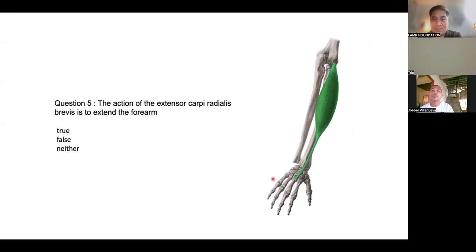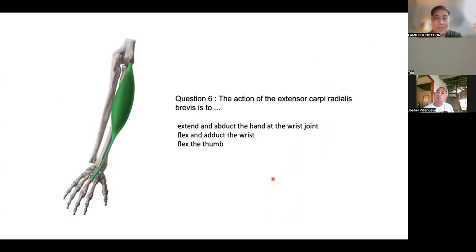The action of the extensor carpi radialis brevis is to extend the forearm. True or false? False. It abducts and extends the hand, not the forearm. That is why it is called an extensor. The action of the extensor carpi radialis brevis is to extend and abduct the hand at the wrist joint. The carpi or carpus is the wrist.